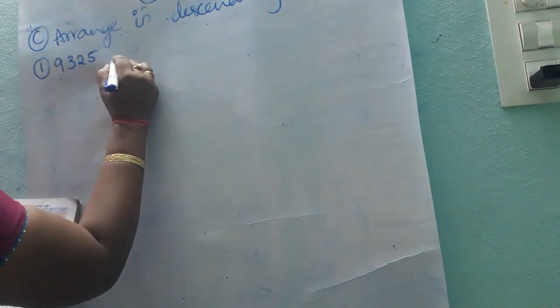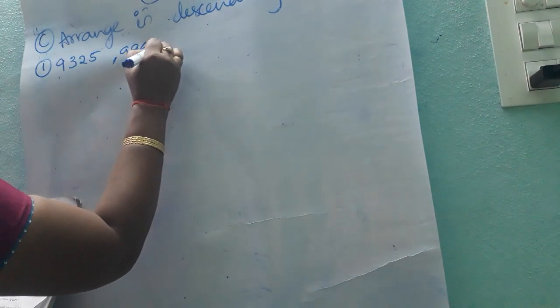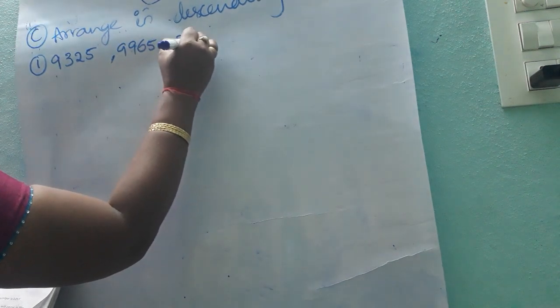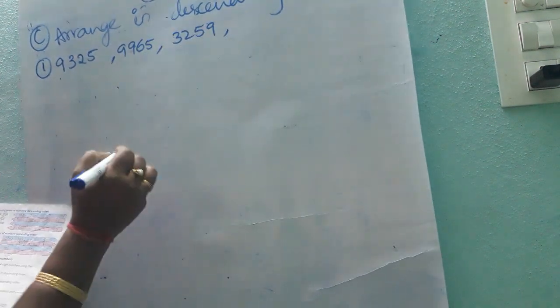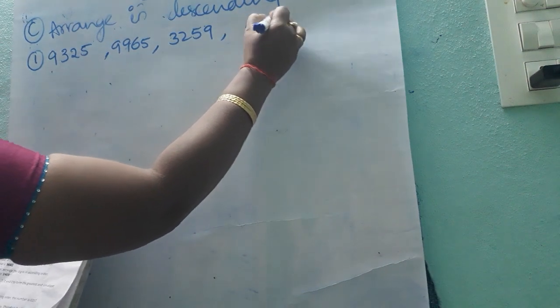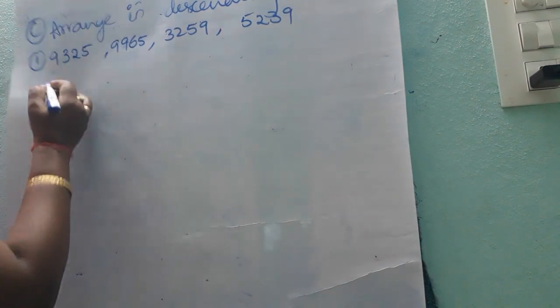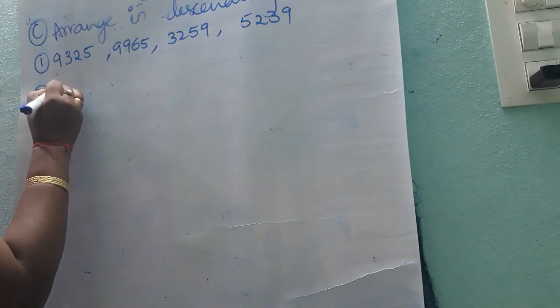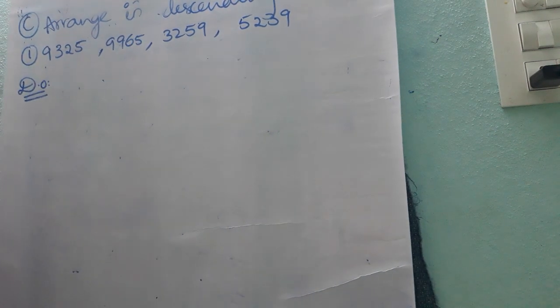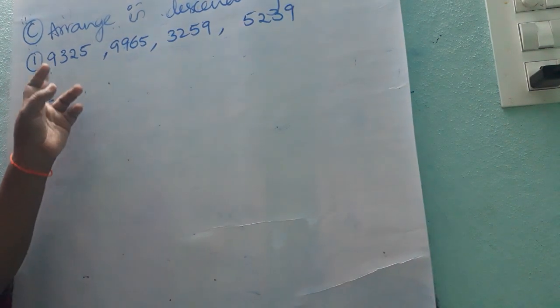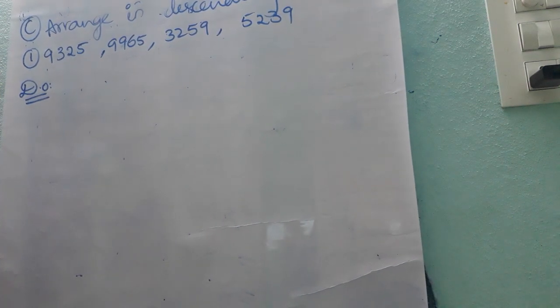9,325, 9,965, 3,259, 5,239. Decreasing order means arranging the numbers from greatest number to smallest number. First we should choose which is greatest in this set. How we will choose? See these numbers first. I'll read out those numbers to you.